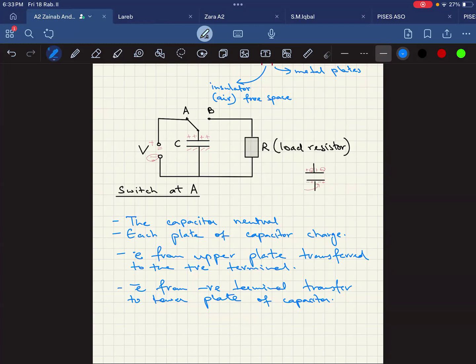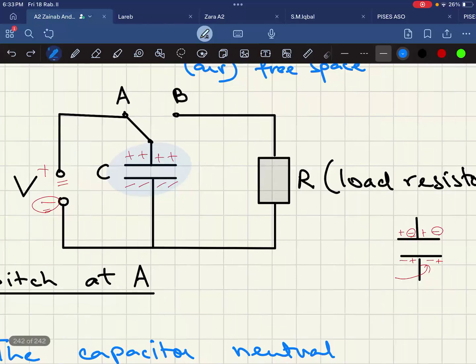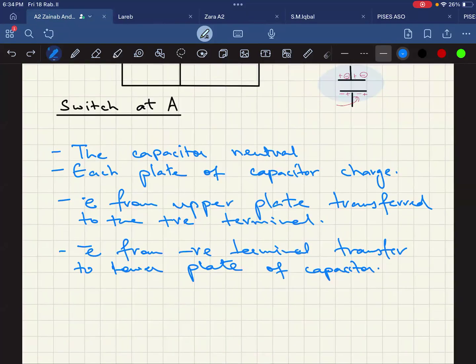Okay, but remember one thing. If I count, see how many charges have I drawn? See, 4 positive and 4 negative. How many charges were there altogether on the whole capacitor? 4 positive, 4 negative. Do you understand? Remember one thing: charge is conserved during this process.